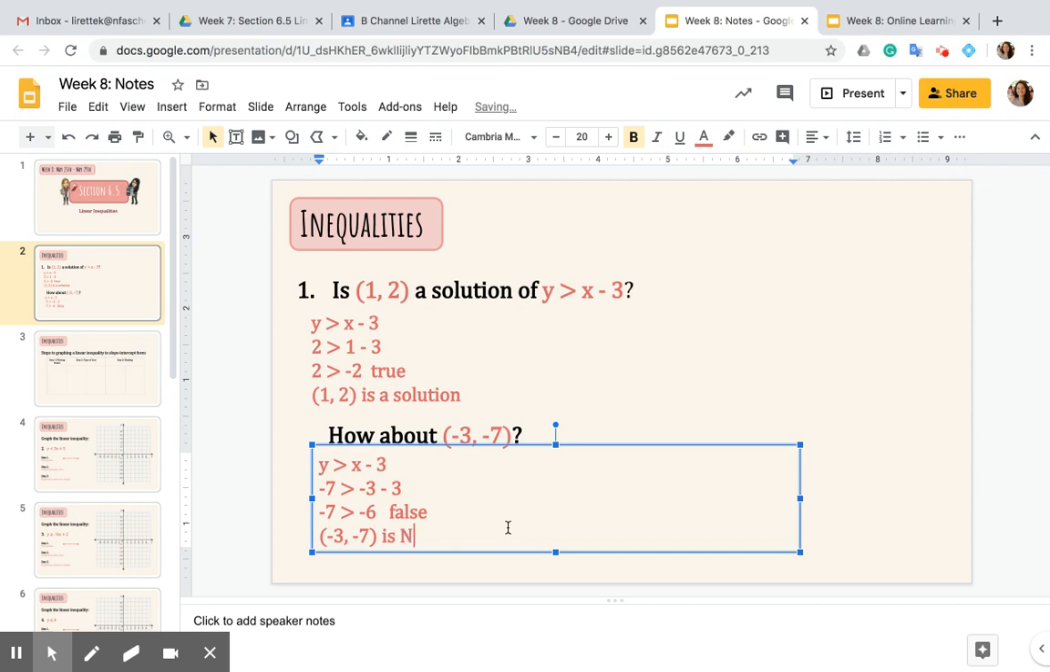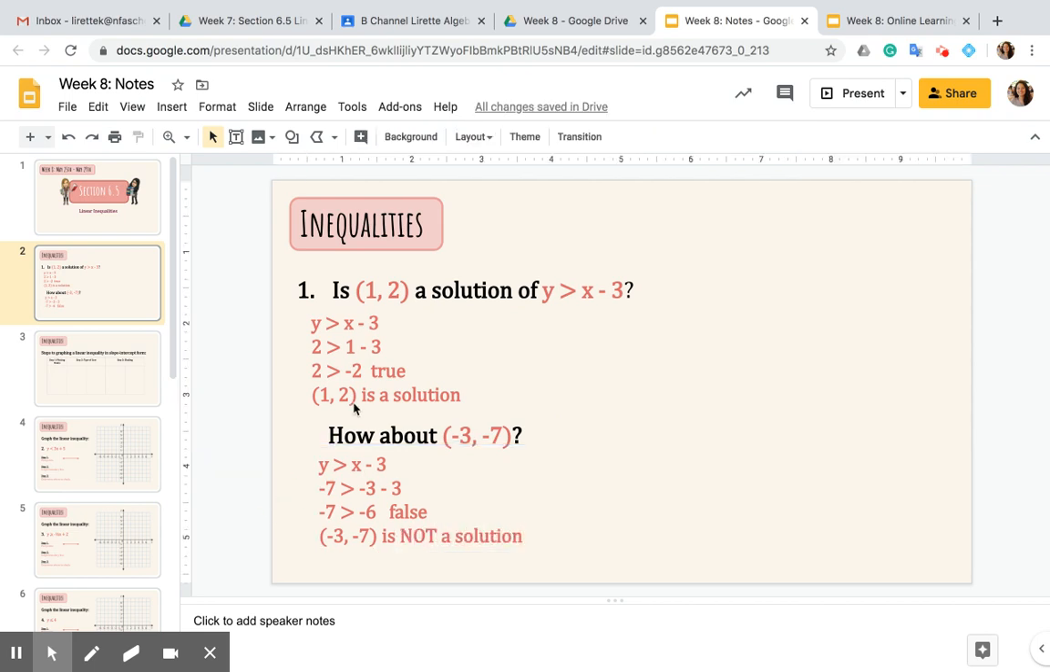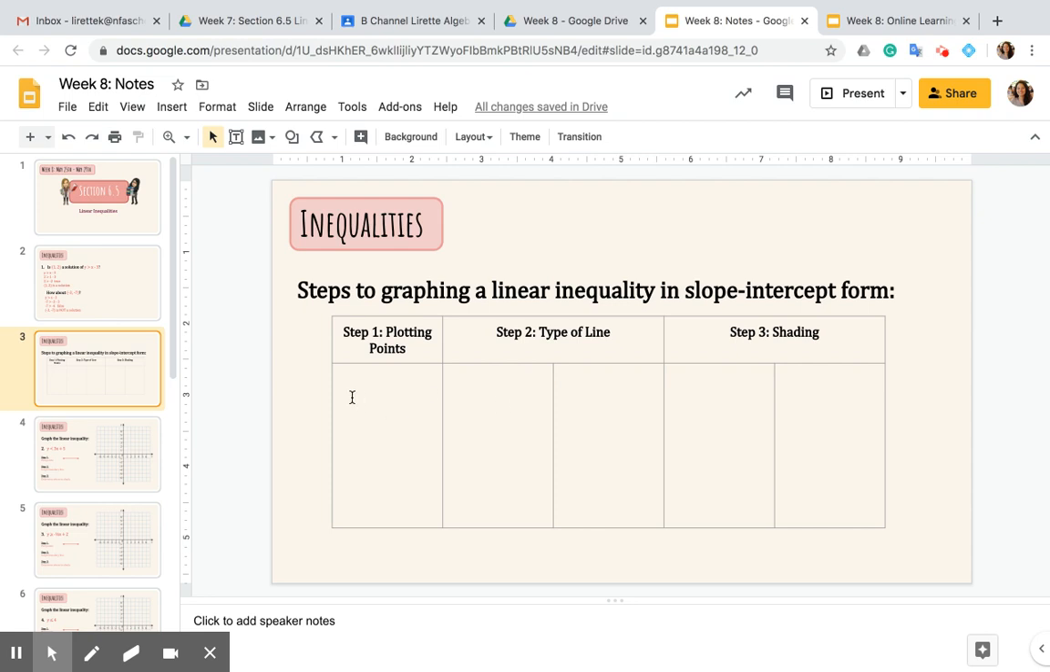is not a solution. So you're going to have a slide just like this, and this is all you're going to do. You're going to plug in the values for x and y, evaluate, compare. If true, it's a solution. If false, it's not. Now let's get into the real nitty-gritty of this section. The majority of section 6.5 is graphing linear inequalities and writing linear inequalities.